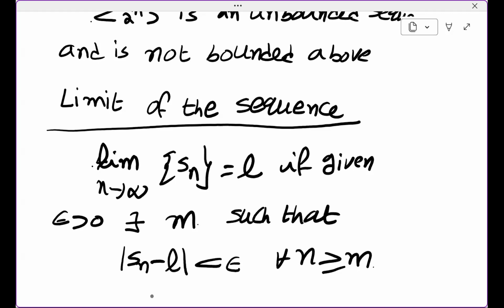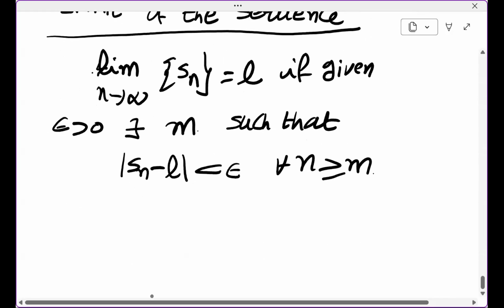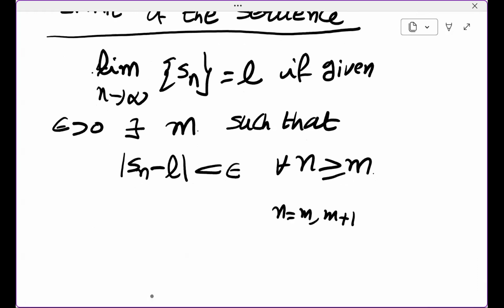What is the meaning of this? Let us see. For n equal to M, M plus 1, M plus 2 and so on, up to less than M we don't know. But from M onwards, it should get close to some real number. That is, Sn is getting close to L.